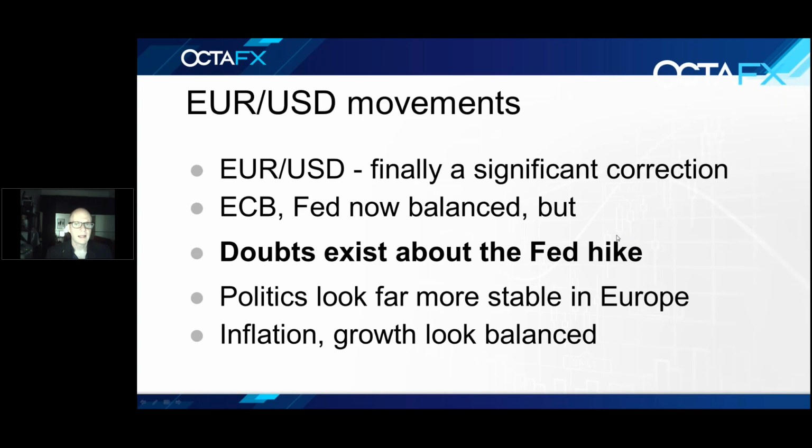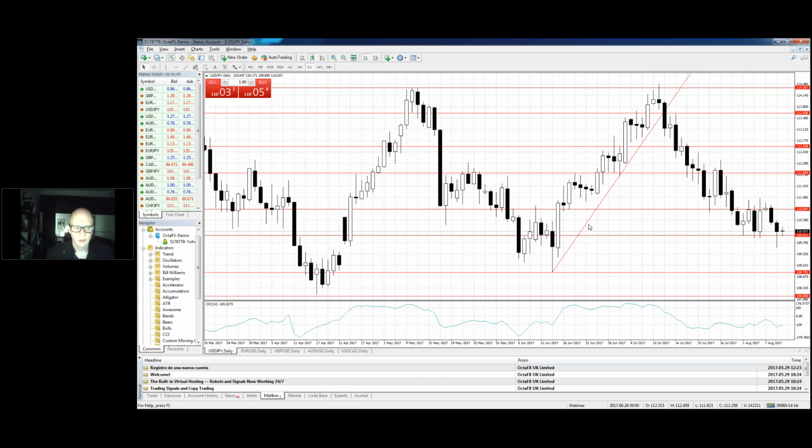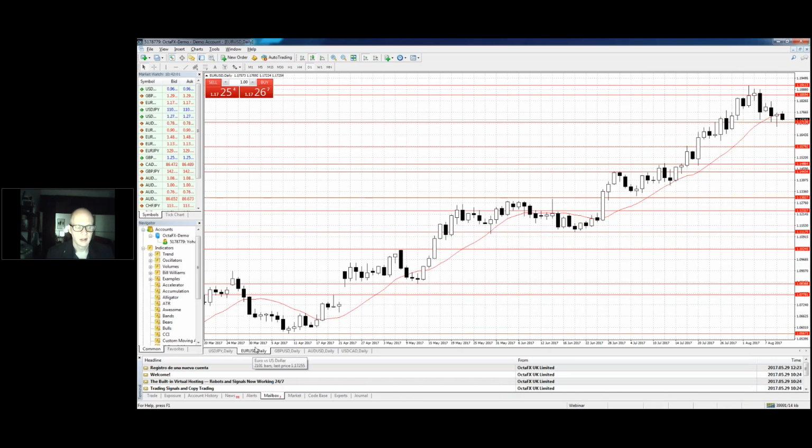Inflation growth looked more balanced. The Eurozone had an advantage, but the US economy is catching up. Okay, let's look at the charts. Show you what we have in euro-dollar right here, the OctaFX MT4 platform.